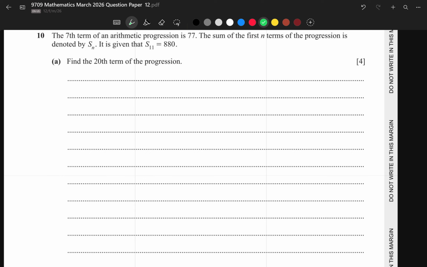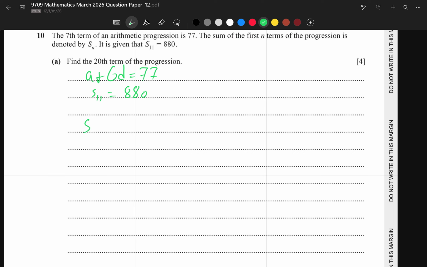The seventh term of an arithmetic progression is 77. So which means a plus 6d is equal to 77. The sum of the first n terms of the progression is denoted by Sn. It is given that the sum of the first 11 terms is equal to 880. Find the 20th term of the progression.